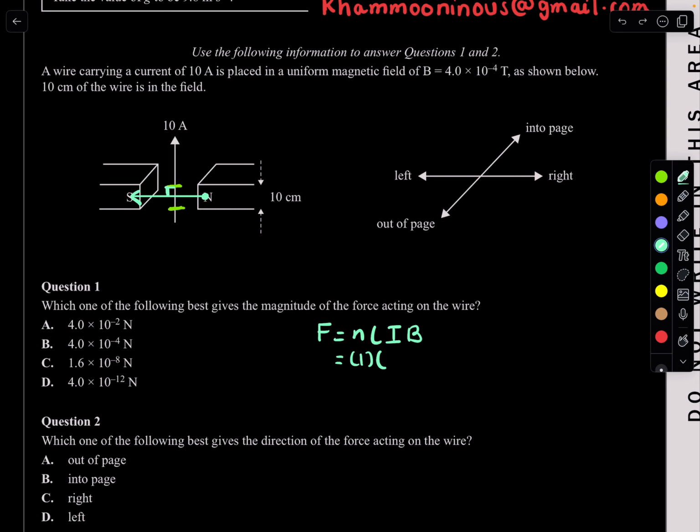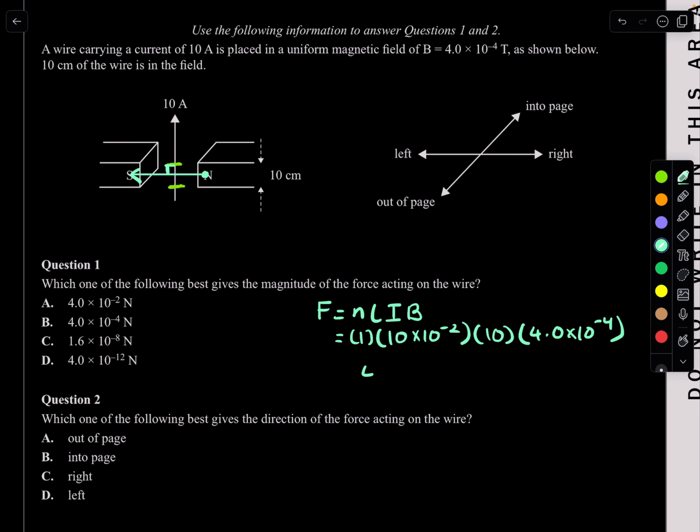So it'll be 10 times 10 to the negative 2 to change it to meters. Remember, not centimeters, but meters. The current is 10 amps, and the magnetic field is 4.0 times 10 to the negative 4. Easy. So using my calculator, 10 times 10 to the negative 2, times 10, times 4.0 times 10 to the negative 4, that gives us 4.0 times 10 to the negative 4, which looks like B is your answer for that one.